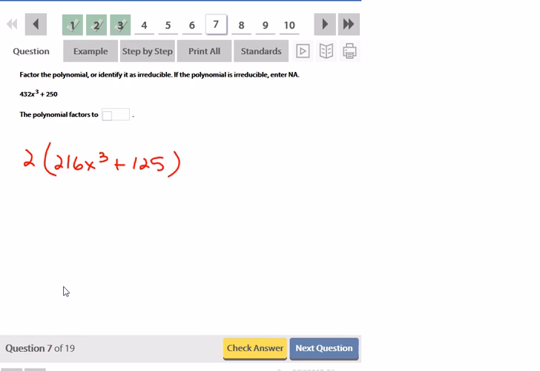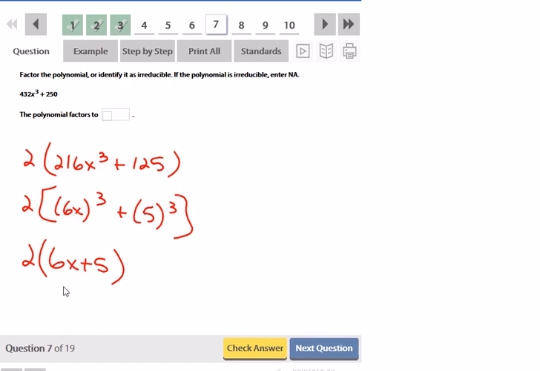And actually, both of those are perfect cubes. So if I wanted to rewrite that, 216x to the third is the same thing as saying 6x to the third power, plus 125 is the same as saying 5 to the third power. So now this just becomes substitution. I have the 2 that I had originally. My first factor is just going to be the terms written but without the cubes, so 6x plus 5.